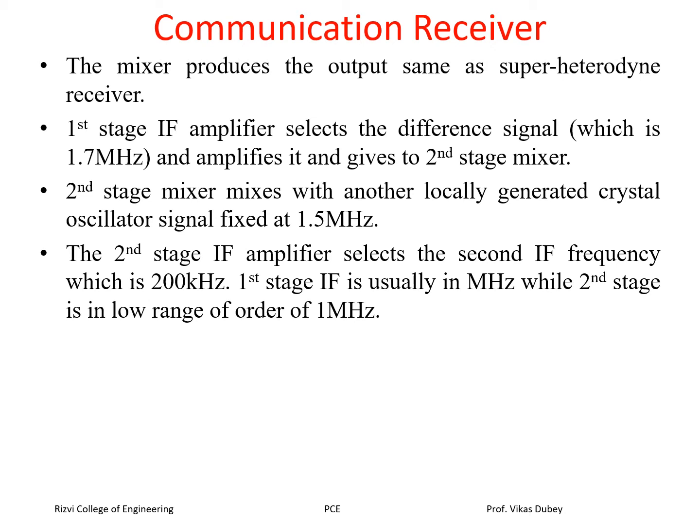The first stage IF amplifier is usually in megahertz, while the second stage IF amplifier is in kilohertz, below 1 megahertz.